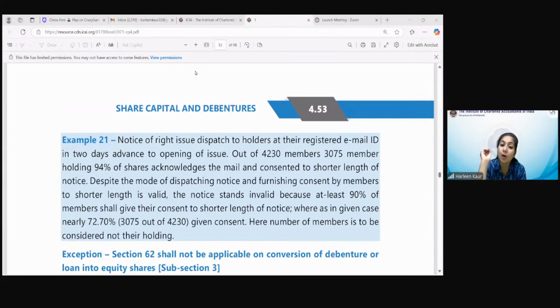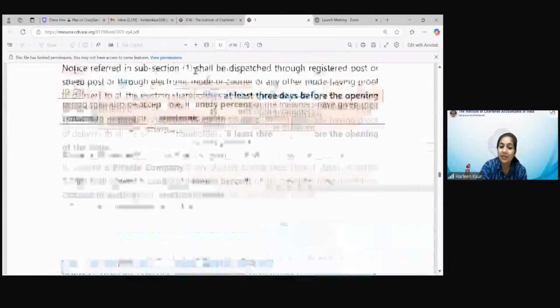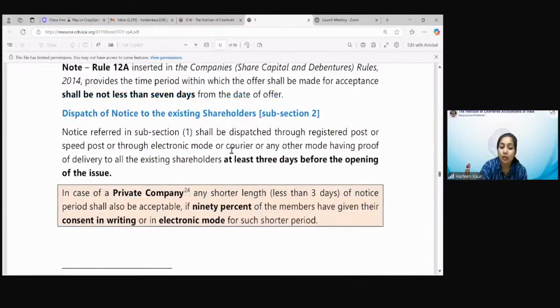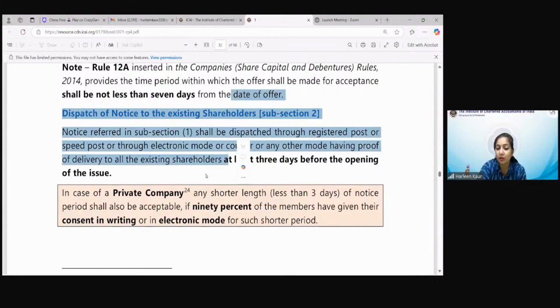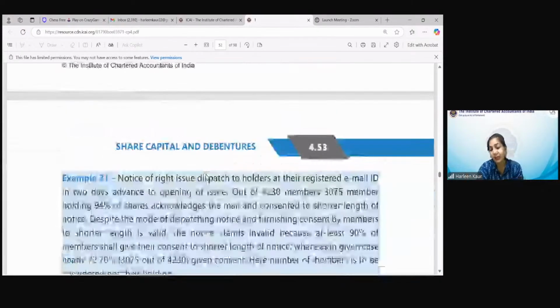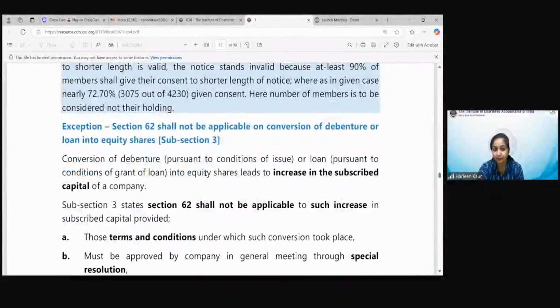Is it clear? And how many days prior to that does the notice have to be sent? How many days prior does the notice have to be dispatched by electronic mode, speed post, or registered post? That is fine. Within how many days should it be sent before the opening of the issue? At least 3 days before the opening. Everybody is clear now?